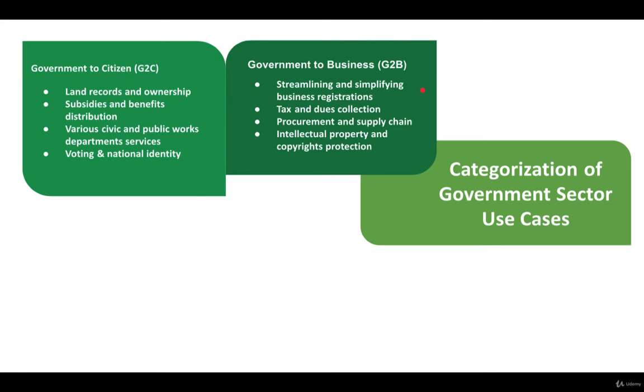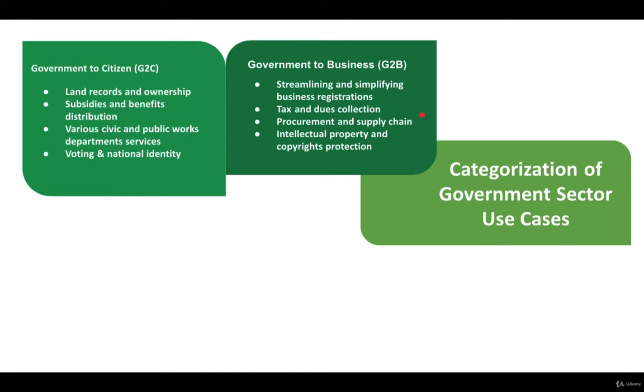And so various activities in the government to business sector can be streamlined and simplified, like business registrations, registering a company, a limited company, etc., or maybe funding, etc. All can be streamlined and simplified without the use of third parties through the blockchain. Then tax and dues collection can be automated through the blockchain and done in a direct manner, so the payments can be transferred as auto pay with a smart contract.